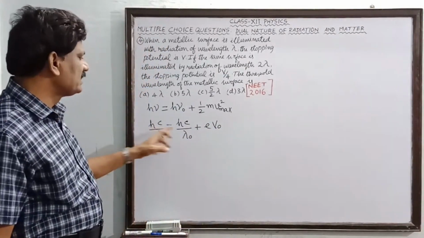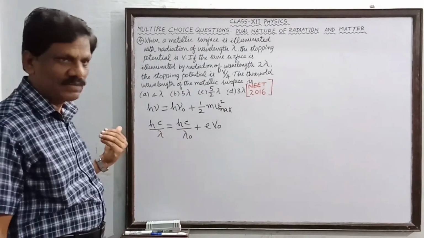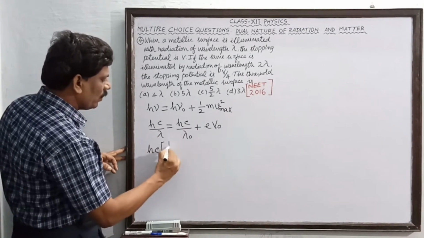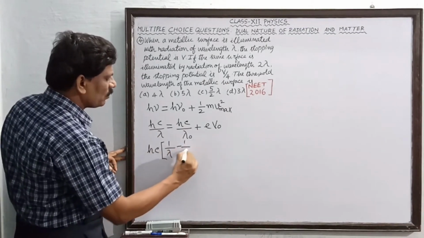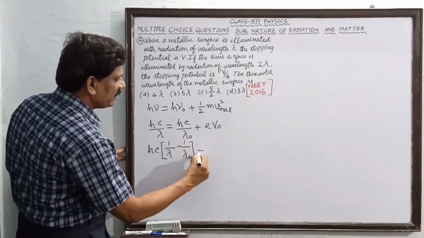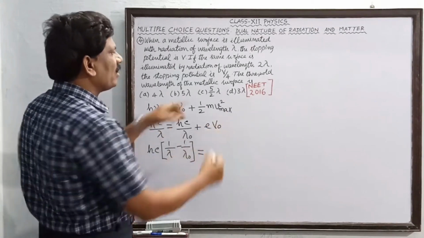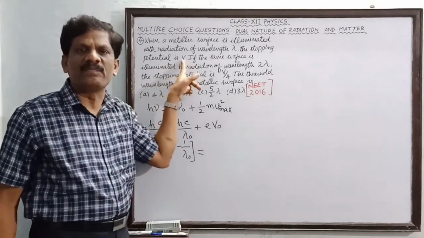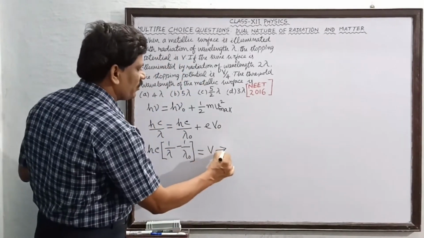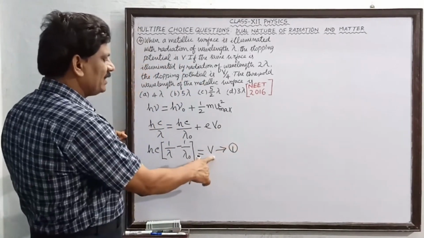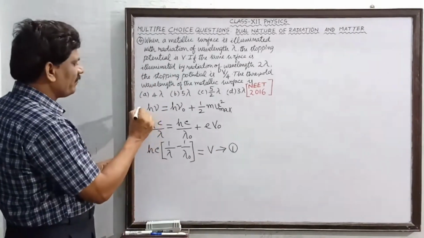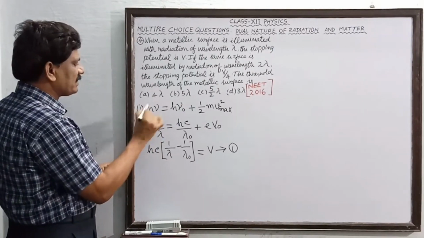Now students, this hc is a common factor. I am going to take it to the left. So hc into (1 by lambda minus 1 by lambda naught) is equal to e V naught. What value am I going to substitute? What is given in the problem is V. So this is equal to eV. This is equation 1. It is given as V in the problem. So this is for the first surface.